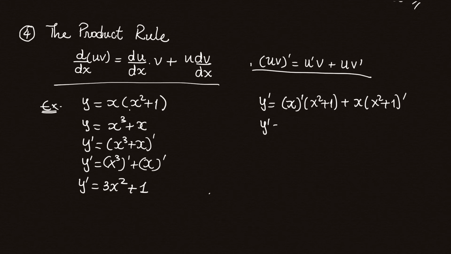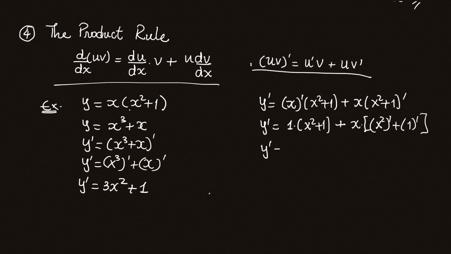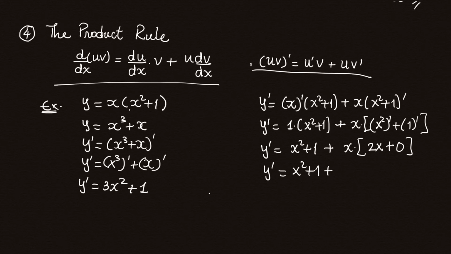Then the derivative of x is 1 times x squared plus 1, plus x. Here I have addition, so I'm going to have the derivative of x squared plus the derivative of 1. Then y prime is x squared plus 1 plus x times, here I have 2x, and the derivative of any number is 0. So I have x squared plus 1 plus 2x squared. I have 3x squared plus 1. So it is just the same.